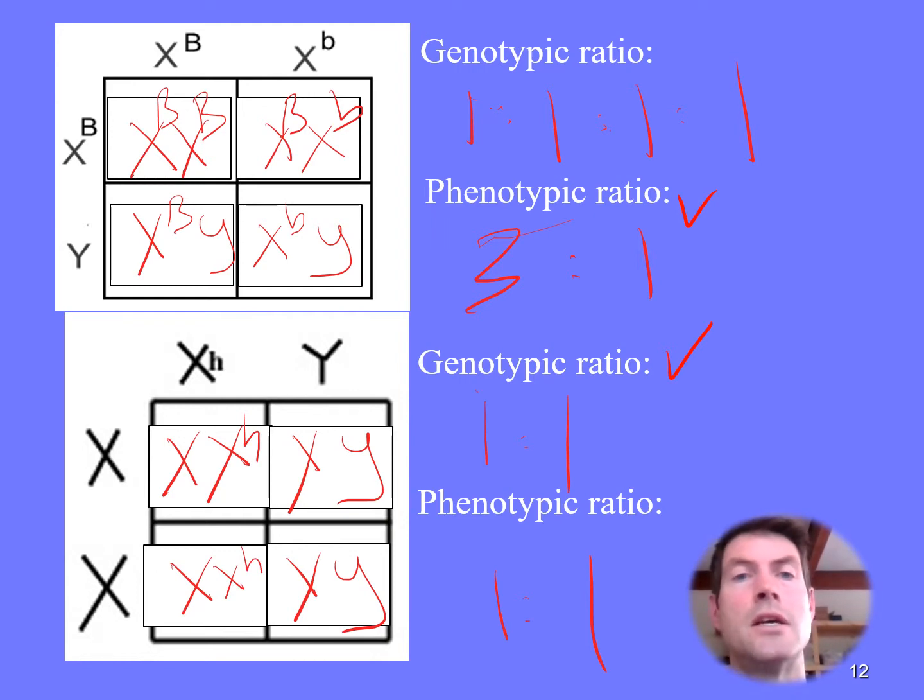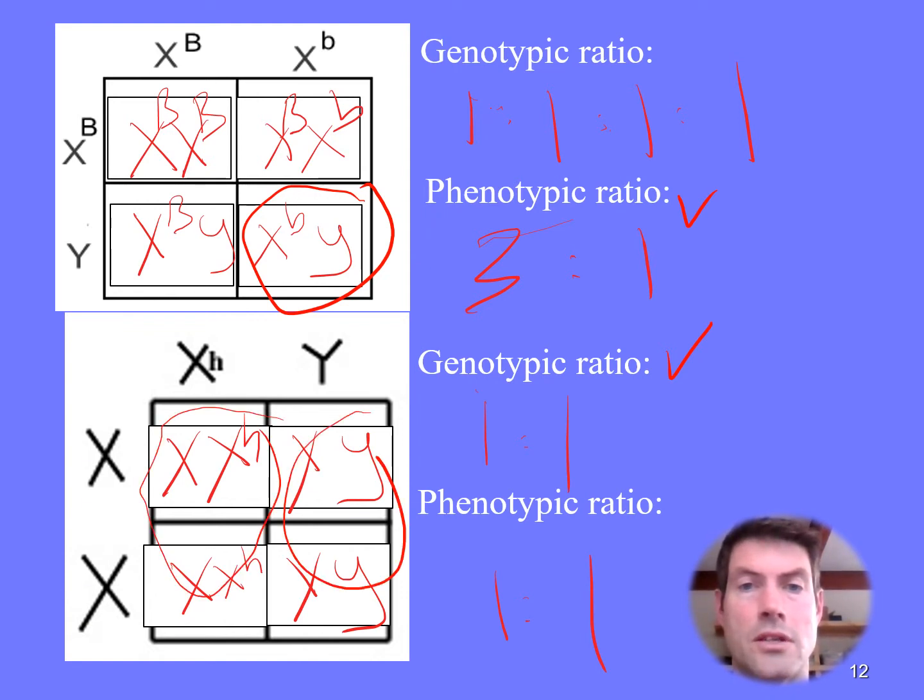But the phenotypes, there's only one colorblind out of 3. So that's a 3 to 1 ratio. And here you got 2 that are the same. These are identical. These are identical. So that's a 1 to 1. And phenotype ratio, look, these are 2 carriers and these are normal.